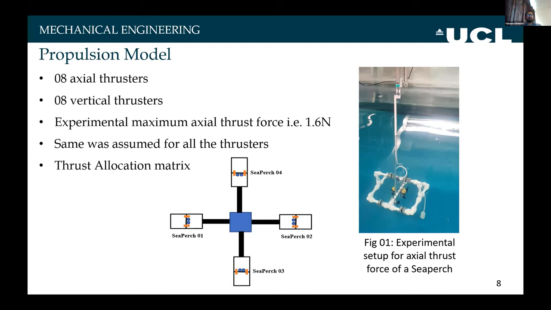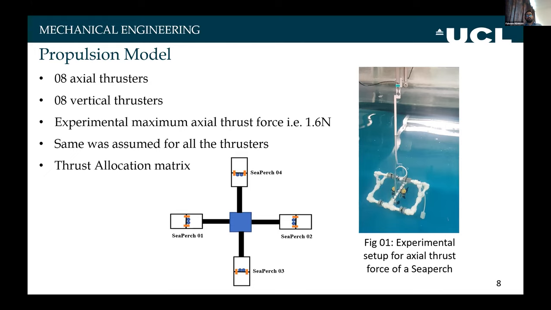I have performed some experiments to calculate the axial thrust force for a single vehicle, as shown in the setup in figure 1, where the SEAPERCH ROV is connected to a load cell through a rod, where one end of the rod is connected to the center of the vehicle and the other end to the load cell. And then all the axial thrusters were applied at their maximum RPM. And then the load cell, which was connected to the data logger, measured the thrust force. So the thrust force came out to be 1.6 newton. That is for the 2 axial thrusters. So each axial thruster would have 0.8 newton thrust force.